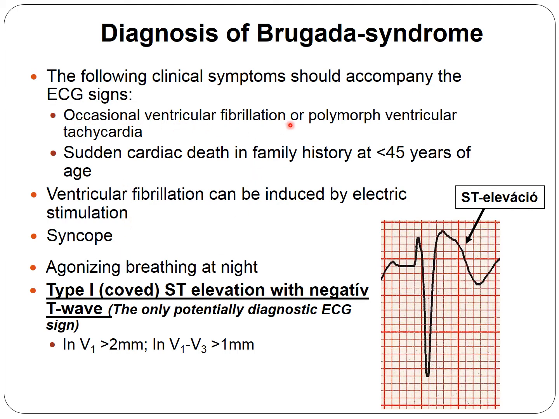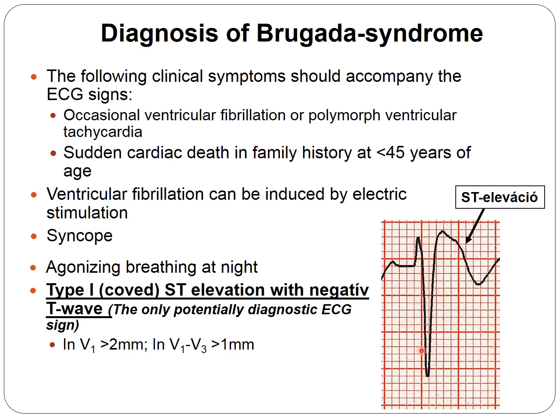Occasional ventricular fibrillation or polymorphic ventricular tachycardia in the past. Sudden cardiac death in the family history before the age of 45. Ventricular fibrillation can be induced by electric stimulation, syncope for example, and agonal breathing at night, a nocturnal pattern.